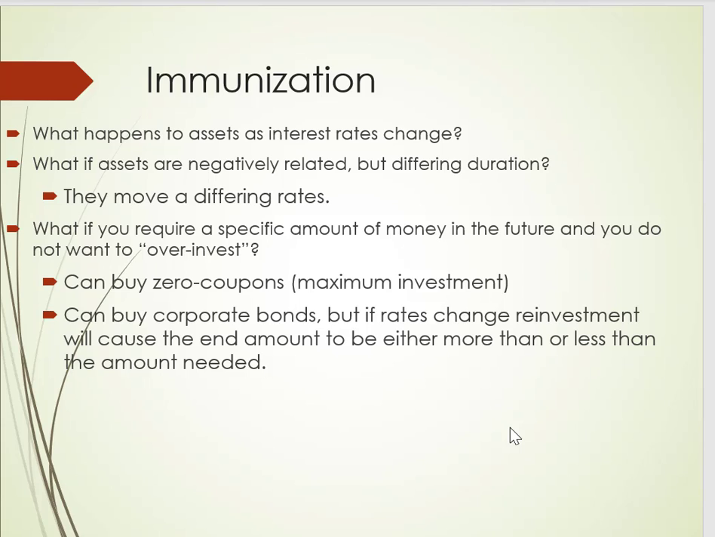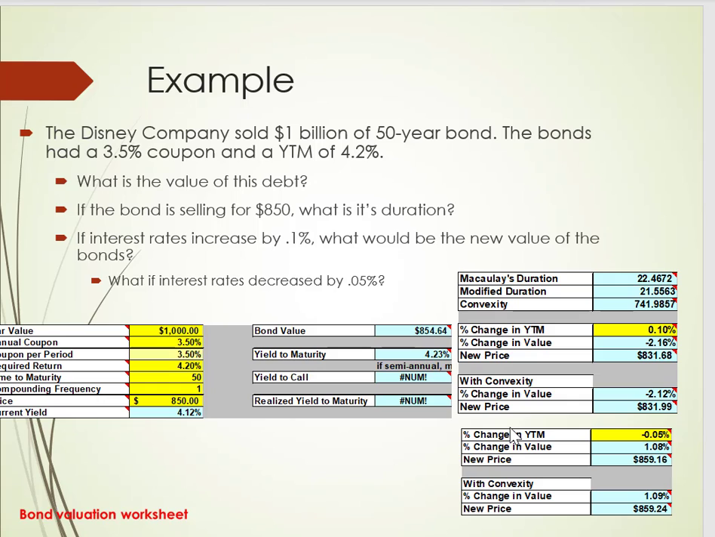This is what's referred to again as immunization, and it deals with the statistic called duration. So how we measure duration, if you look at the bond evaluation worksheet, there is a segment of that has to do with duration itself. So for this bond, we have $1 billion in debt. It's a 50-year bond, 3.5% coupon, yield to maturity is 4.2%.